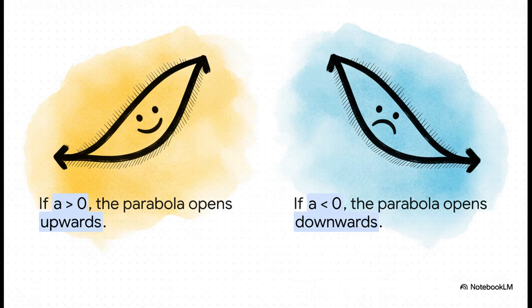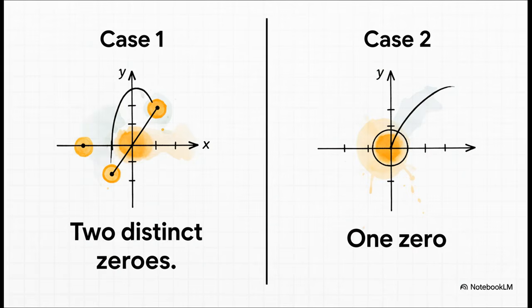If it's negative, it opens downwards, more like a frown. Okay, this is where parabolas get way more interesting than straight lines. They have options. In the first case, the curve can dip down and cross the x-axis at two completely different points. That gives us two distinct zeros.